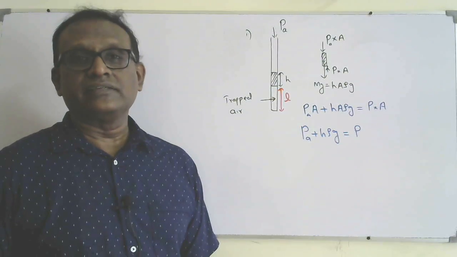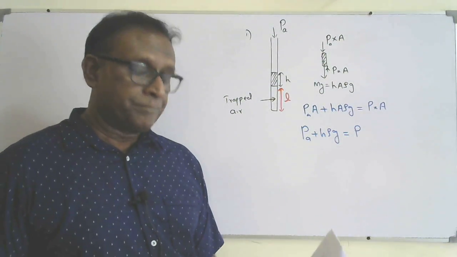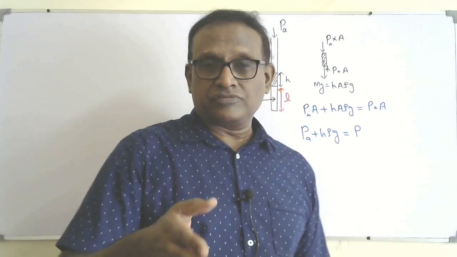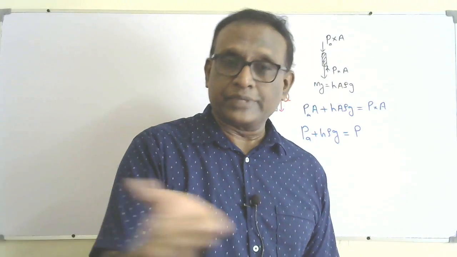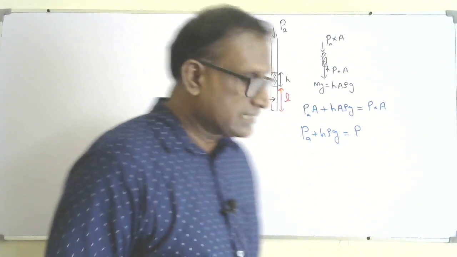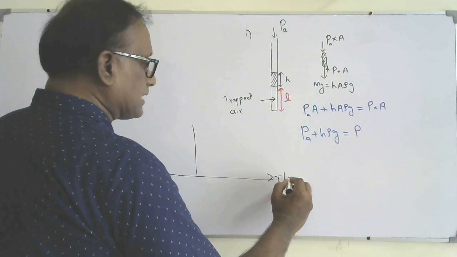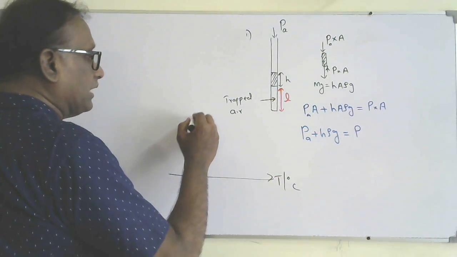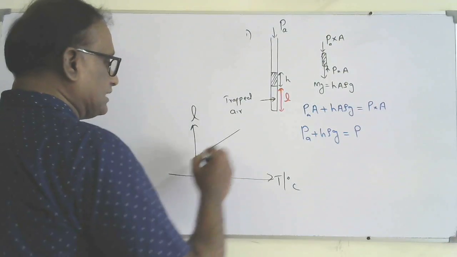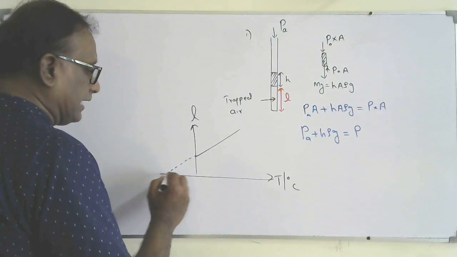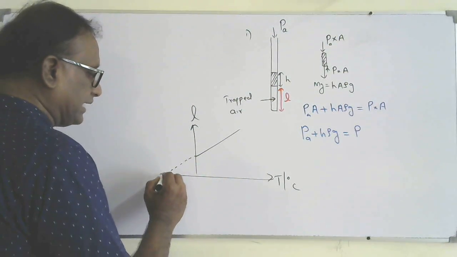We normally give that graph during the lessons. If you plot a graph of length of the gas column against temperature in Celsius, you will get a graph something like this. Temperature in Celsius, and this is the volume or length. You will get a straight line like this. If you extrapolate it, it will cut at minus 273. We know that that's absolute zero.